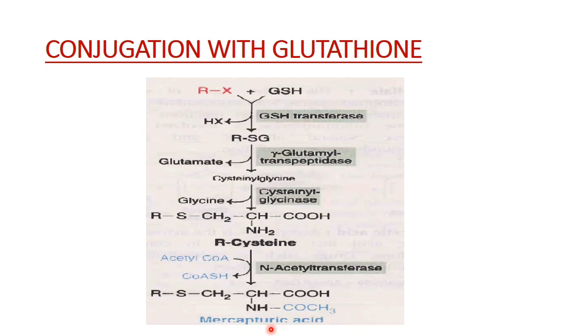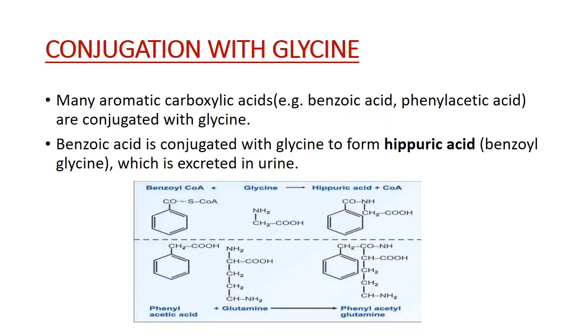In conjugation with glycine, many aromatic carboxylic acids are conjugated with the glycine. Here in example, the benzoic acid is conjugated with the glycine and forms the hippuric acid which is excreted in the urine. Now conjugation with the acetic acid.